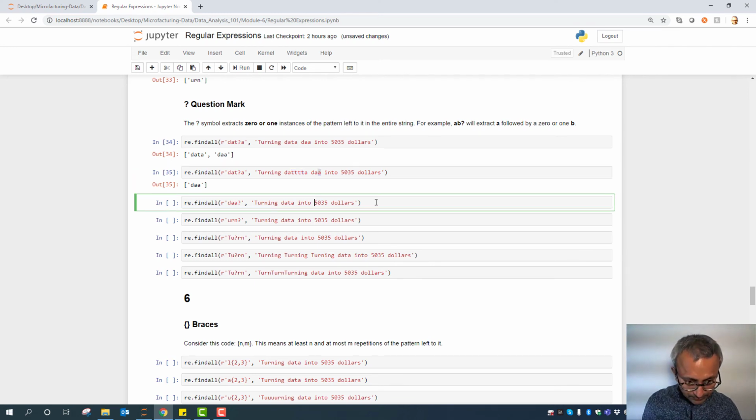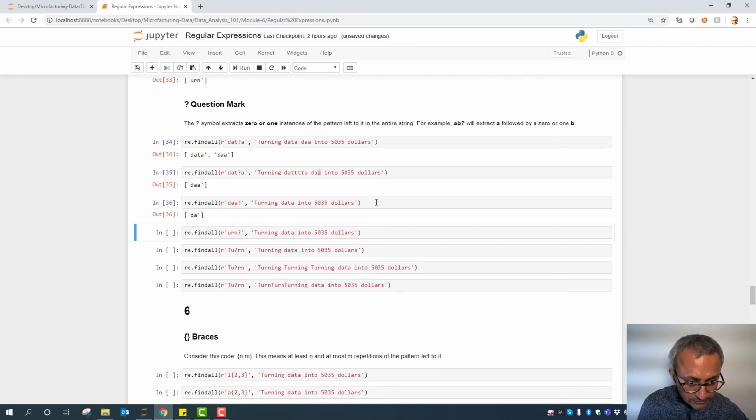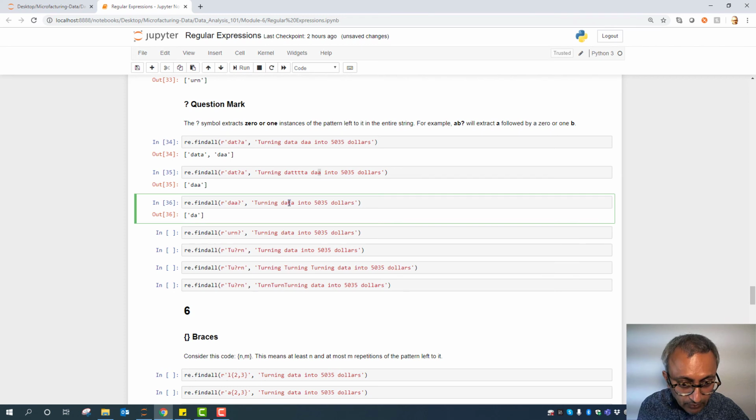What about here? So 0 or 1. It is able to find here one occurrence of T, but it is looking for A, either DA or DAA, because DA by itself is 0 occurrences of A. It's looking for A before the question mark. So if it's just DA, that means it's 0 occurrences of A. If it's DAA, that means it's 1 occurrence of A before the question mark. But it's not able to find that, so it returns DA.